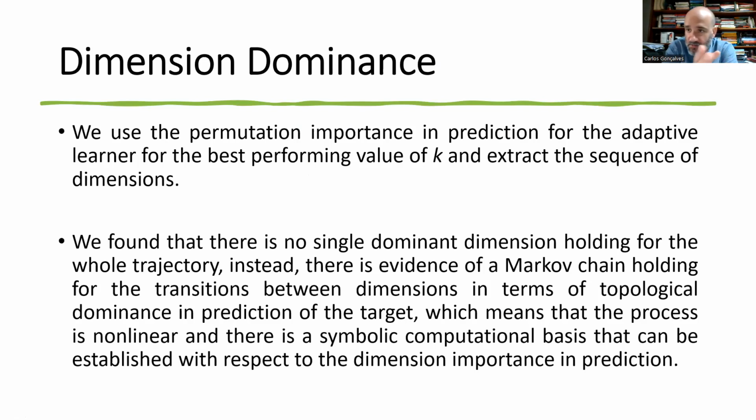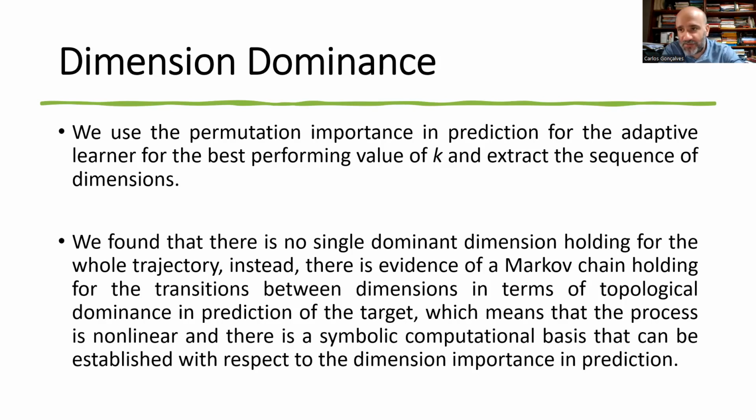What does this mean? The agent is predicting the target series using a multidimensional embedding, and using the phase point for this multidimensional embedding. So we can extract the importance in prediction of these different dimensions, and under retraining of the agent, we can recalculate the permutation importance for these dimensions. So what was the dominant dimension used in each learning instance as the window slides during time? The main issue here is whether there is a dominant dimension for predicting the target in phase space, or whether the dominant dimension changes with time. And we found that there is no single dominant dimension holding for the whole trajectory.